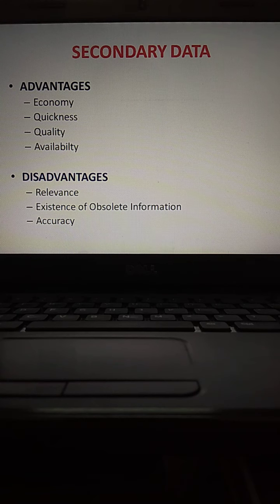Existence of obsolete information. Sometimes in the secondary data, some unwanted old information will be there. If you make use of that information, most of the time it deviates us from the truth. Understand? So you have to be careful as a researcher. This is one more considerable disadvantage as far as the secondary data is concerned. And accuracy. Sometimes doubts will be there as far as the accuracy of the secondary data is concerned.